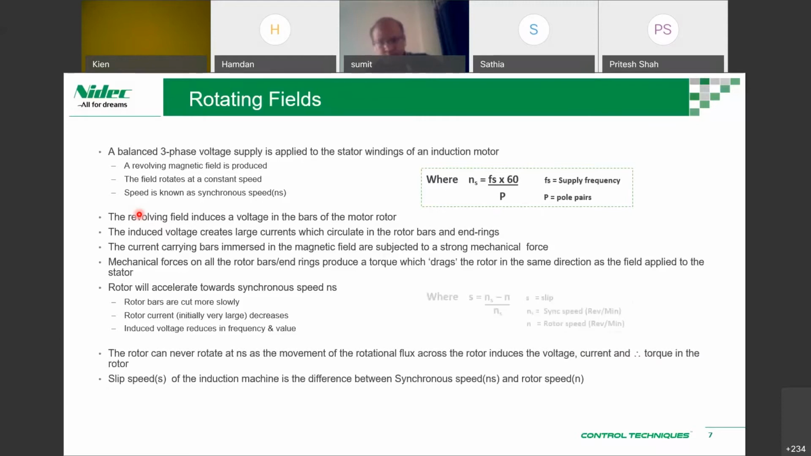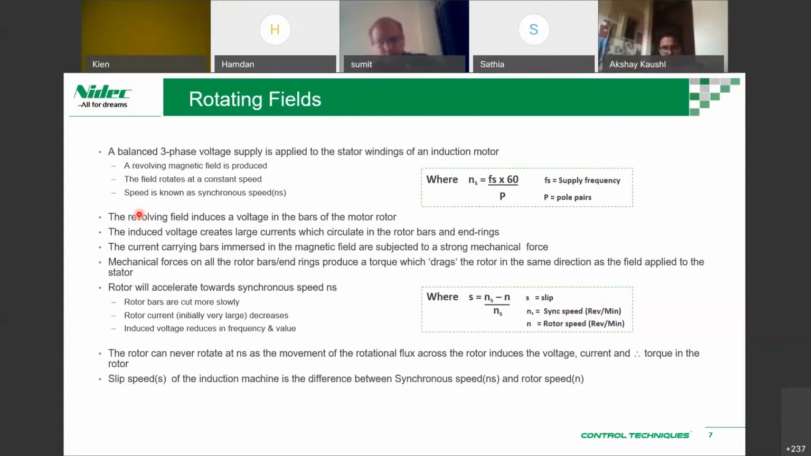As we move on, the slip calculation, because typically they'll say 2% slip, 3% slip. What it means is, as on the previous slide, the magnetic field speed and the rotor speed would not match. The difference is sometimes expressed in percentage, sometimes in RPM. Let's say our motor rated speed is 1450 and it's a 4-pole motor. The synchronous speed would be 1500 RPM. So we have a 50 RPM slip.